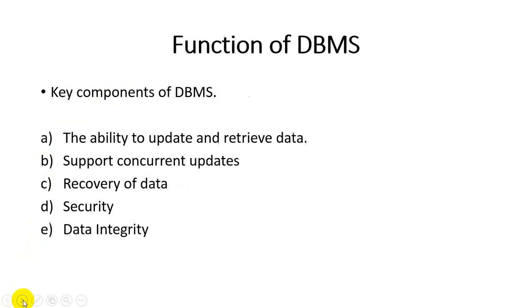Today we will discuss the functions of DBMS, meaning why we are using DBMS and what the main key components of DBMS are, where we actually perform the applications. There are 5 key components of DBMS. First is the ability to update and retrieve data. Second, support concurrent updates. Third, recovery of data. Fourth, security. And the fifth is known as data integrity. We will discuss each and every function with the help of examples.